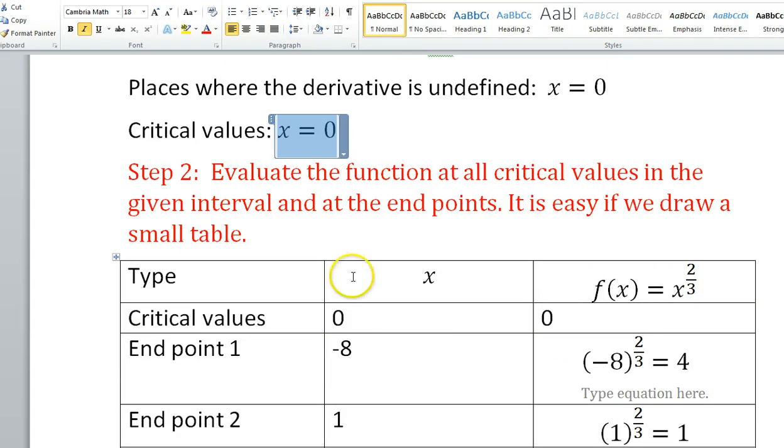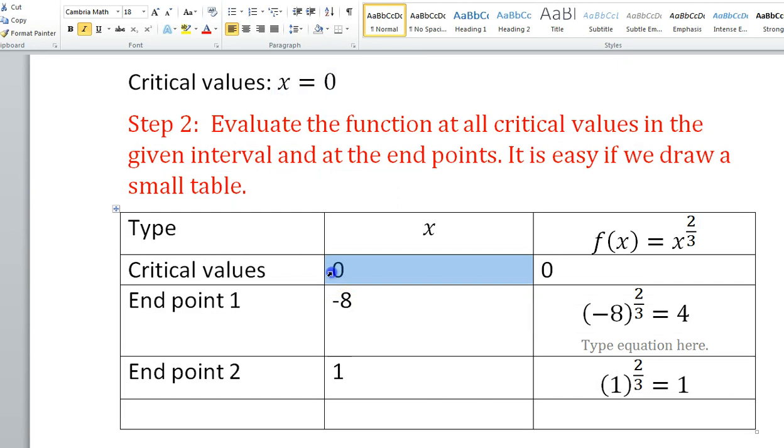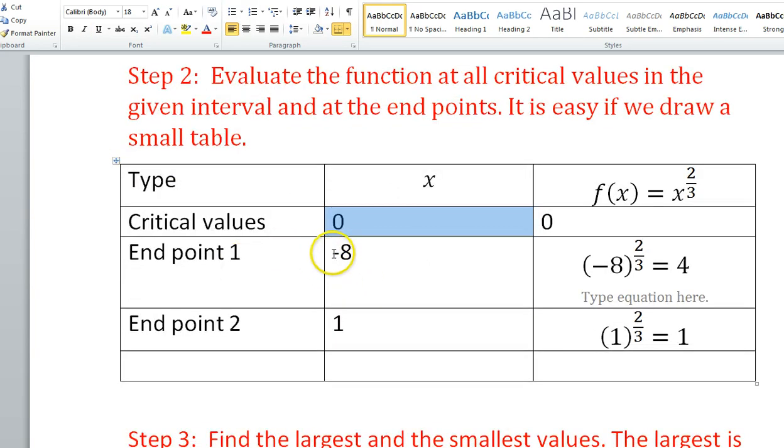Alright, now you go to step 2. We put the critical point that we have, which is x equals 0, where the derivative is undefined, and the endpoints, the starting point of -8 and the ending point of 1. When you plug in 0, what do you get? 0 to the power 2/3, which is 0. If you plug in negative 8, you get negative 8 to the 2/3. Negative 8 to the 1/3 is negative 2, and negative 2 squared is 4. And if you plug in 1, 1 to the 2/3 is equal to 1.